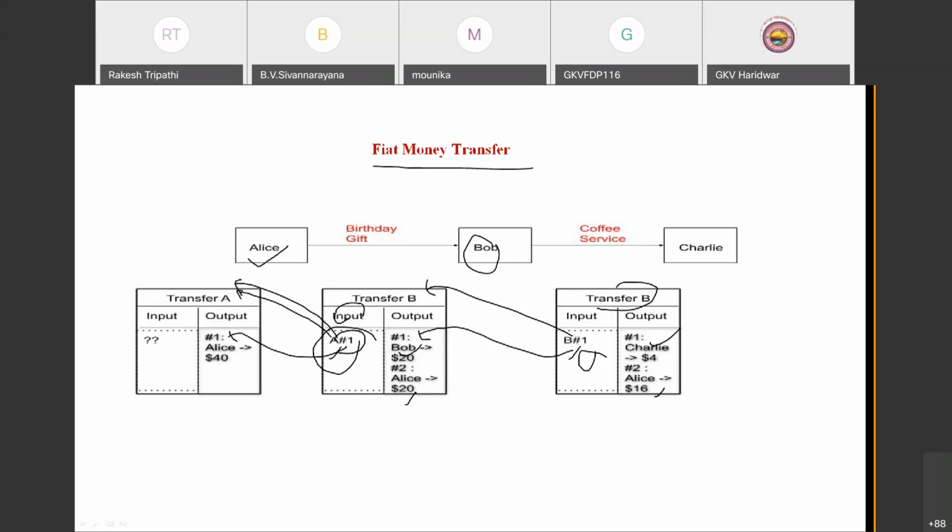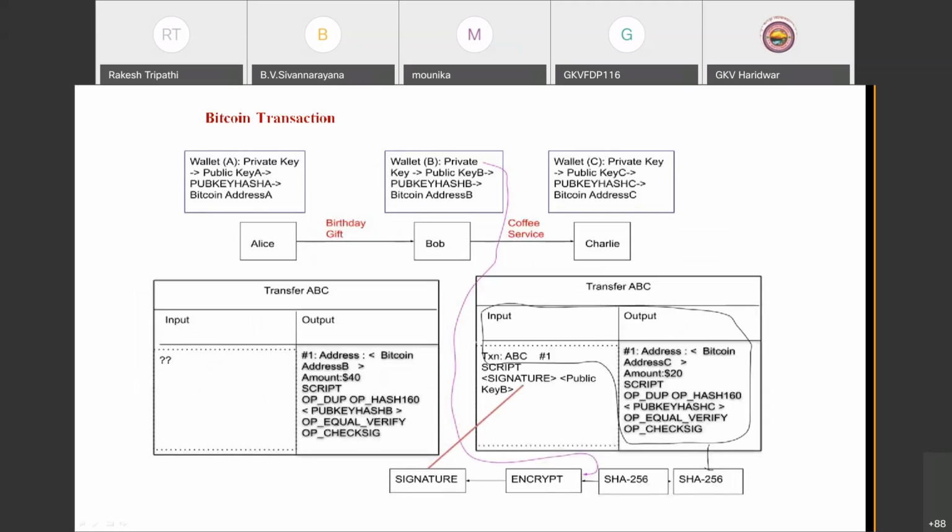This is the fiat money transfer which takes place. Am I right? However, you don't keep track of from where you got this money, but this is the way actually you exchange. But see how a Bitcoin transaction takes place. This slide is very important. So how does a Bitcoin transaction take place? It takes place this way.